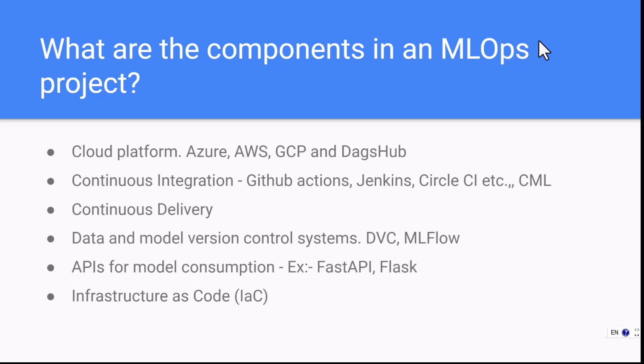You need a continuous integration tool. You can have GitHub Actions, Jenkins, CML. I think CML is from iterative.ai. Continuous delivery is mostly built into the continuous integration tool. Again, you need data and model version control systems, which is DVC, data version control, again by iterative.ai, and MLflow, an open source software used for this. And you need APIs and API building packages, and you need infrastructure as code.